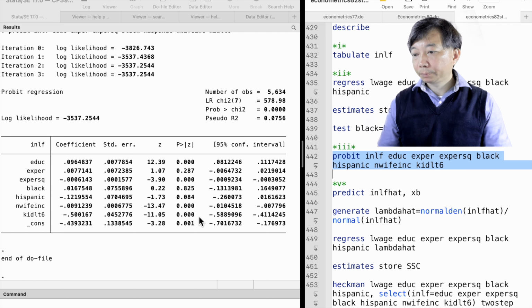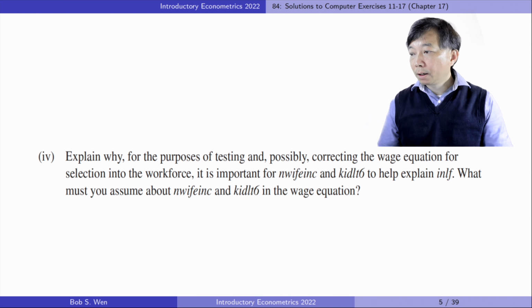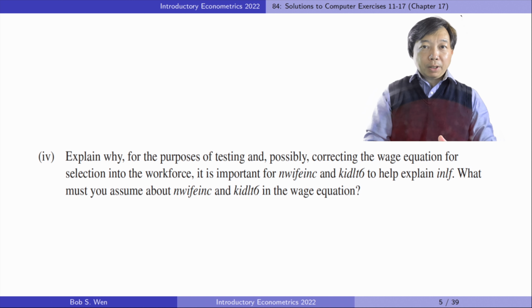In Part 4, explain why, for testing and possibly correcting the wage equation for selection into the workforce, it is important for the non-wife income and the kids less than 6 years old to help explain labor force participation. What must you assume about non-wife income and kids less than 6 years old in the wage equation? As explained in the textbook, the inclusion of additional exogenous explanatory variables in the selection equation helps alleviate the multicollinearity problem in the second stage regression when we add the inverse Mills ratio to the wage equation.